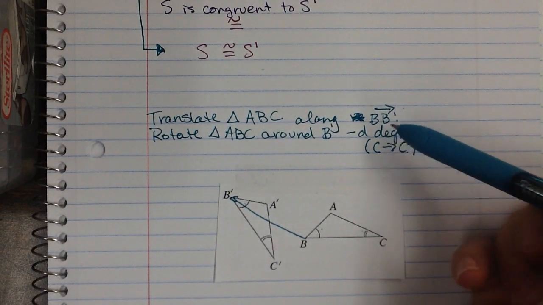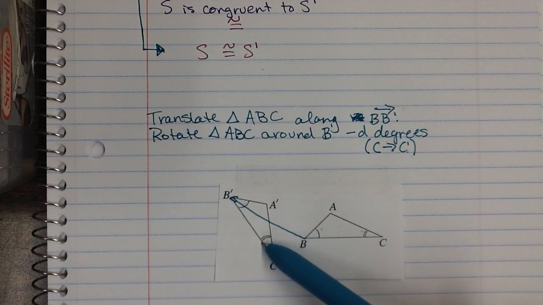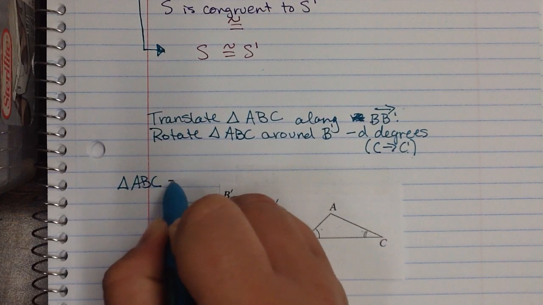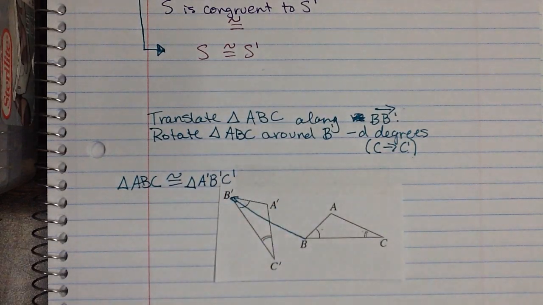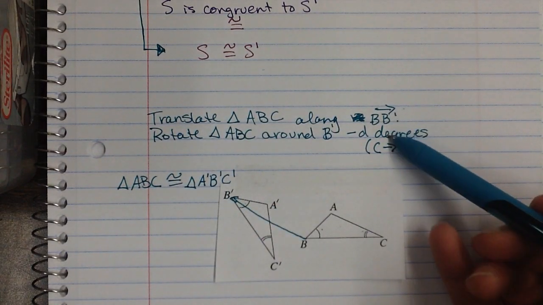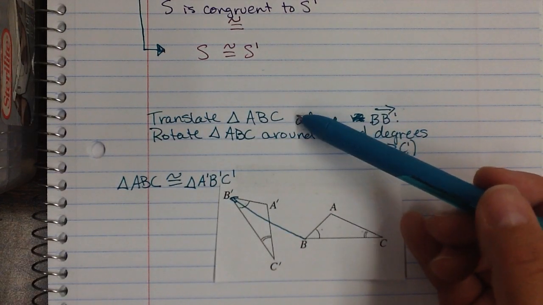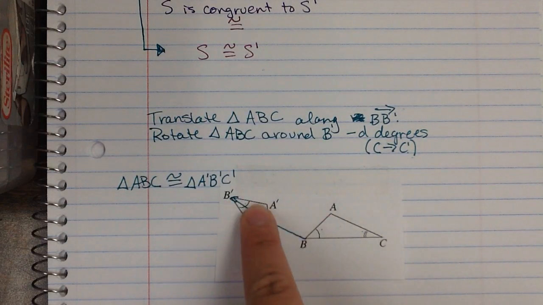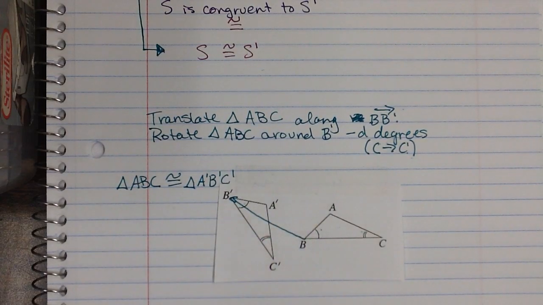Because they match up exactly where the arc marks are, we can say that triangle ABC is congruent to triangle A prime, B prime, C prime. This proves congruency, because when we translate and rotate, it keeps the same angle measures and the same segment lengths. The sides are still the same length and the angle measures are still the same. So that's how we prove that it's congruent.